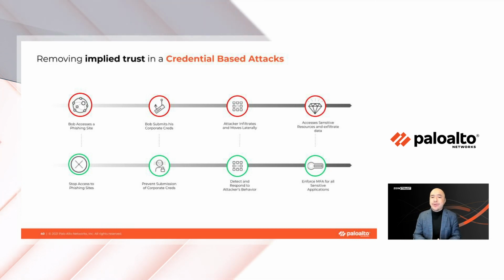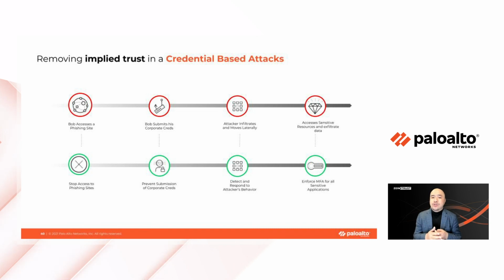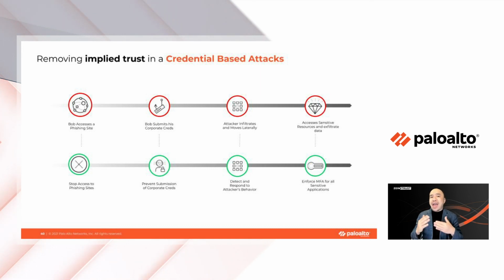Last but not least, let me recap how we can remove the implied trust in a credential-based attack in each and every phase of it. Phase number one, we stop access when users try to access the public phishing site. Phase number two, we prevent the submission when users try to submit their corporate credential. Phase number three, we can detect and respond to attacker behavior when the attacker infiltrates and tries to move laterally. Phase number four, we enforce MFA for all sensitive applications when users access sensitive resources and try to exfiltrate the data.